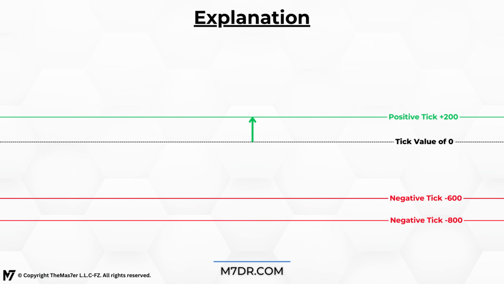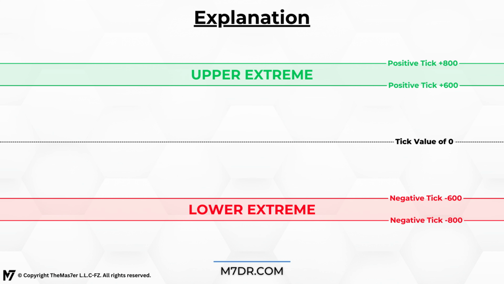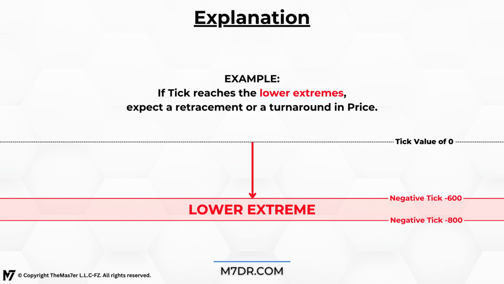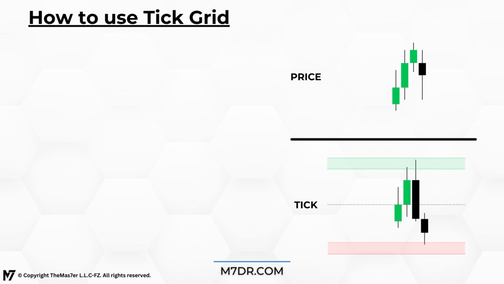A positive number means net. It's a delta of stocks being bought or sold. If it's, let's say, just right above the midline, net basically around 200 stocks are being bought. It's not just for the SPX, but for all stocks on the New York Stock Exchange. If the tick grid reaches the lower levels, for example, you can either expect a retracement or a turnaround in price.